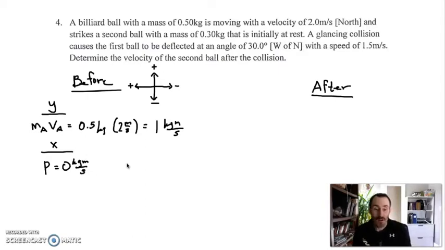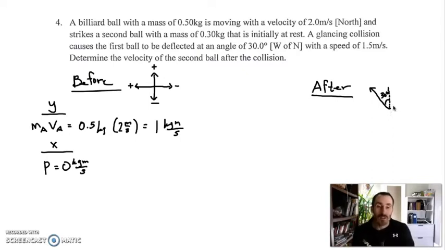Okay, so now if we look at the second part, the after, it tells us that the first ball is deflected at an angle of 30 degrees west of north with a speed of 1.5 meters per second. Okay, so looks like this. West of north. I can do this. There you go. Here's north. This is 30 degrees.